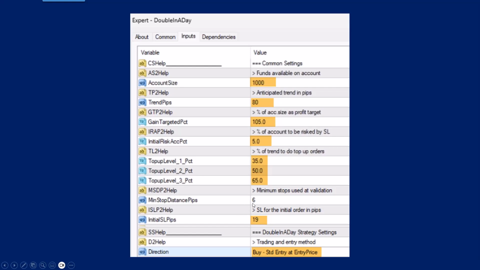And then there's obviously a minimum stop balances that take place. So in these calculations, it makes sure that the stops are not less than 6 pips, but they are in fact in reality a lot bigger. Then it says, all right, what kind of stop you want to have for the first trade? And you say, okay, I'm happy with 19 pips.